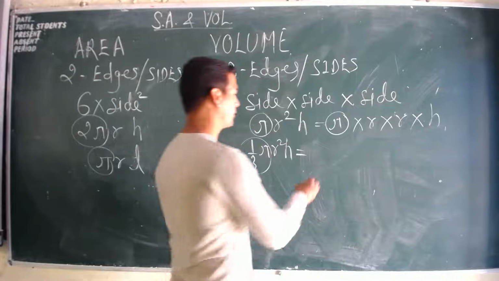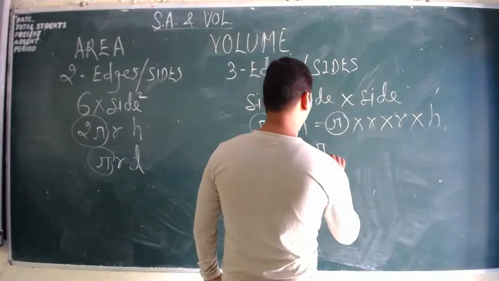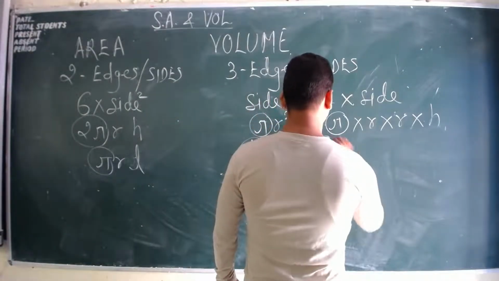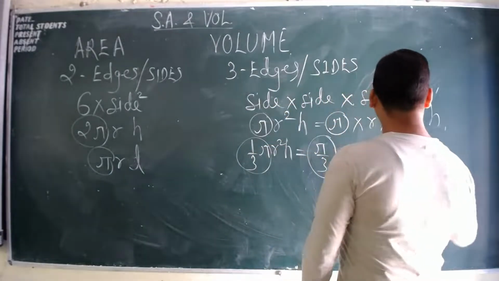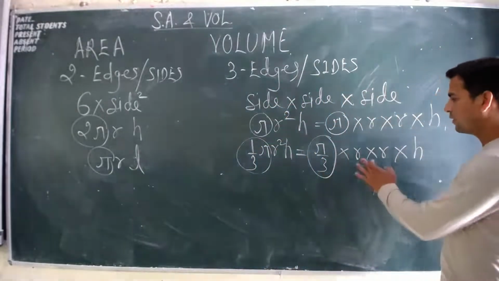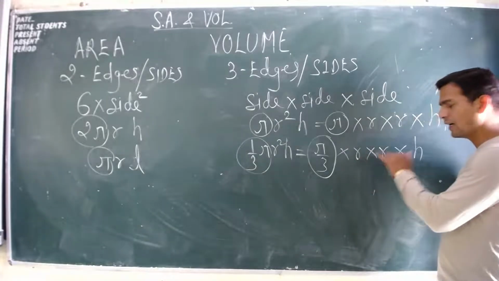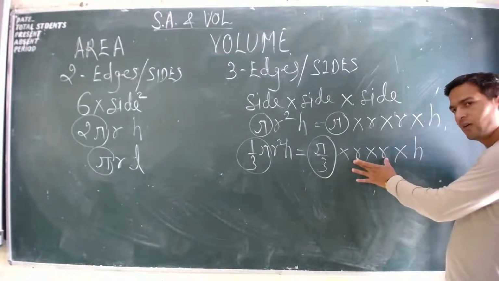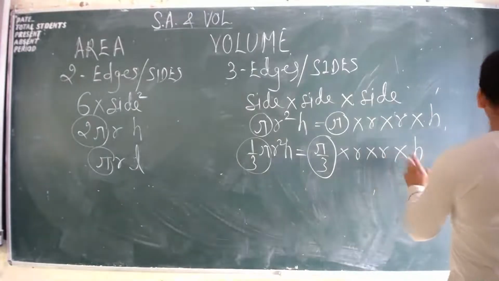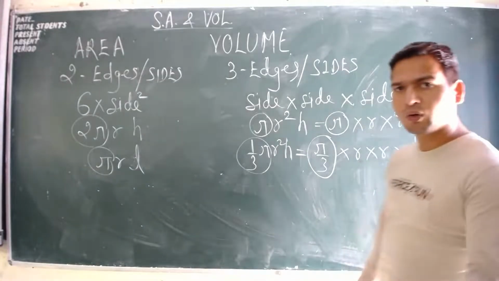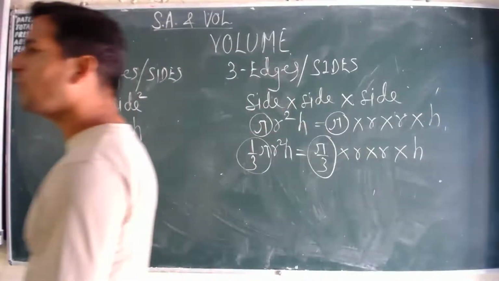Now here you can see 1/3 pi is constant, and then r square, r into r, into h. Again three edges are used: first edge r, second edge r, third edge h. Again three edges, 1, 2, 3. Three edges are used, so this is the formula of volume.